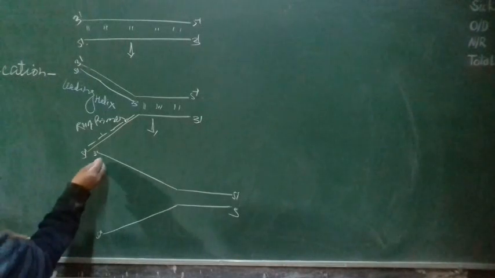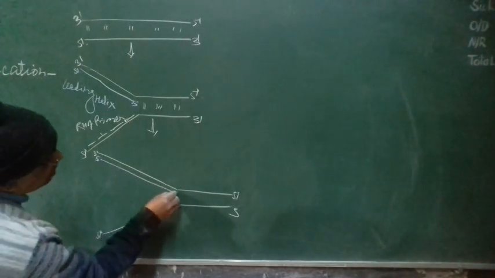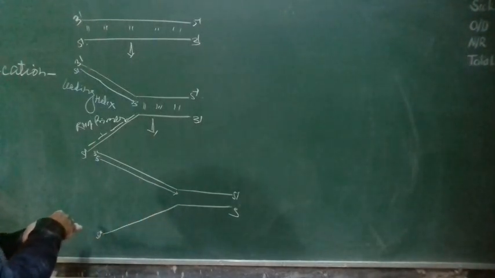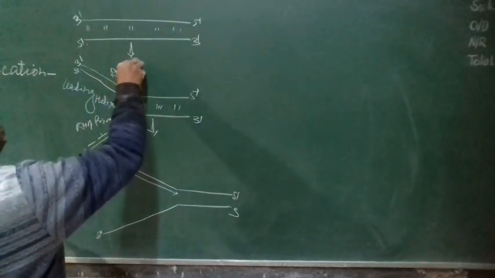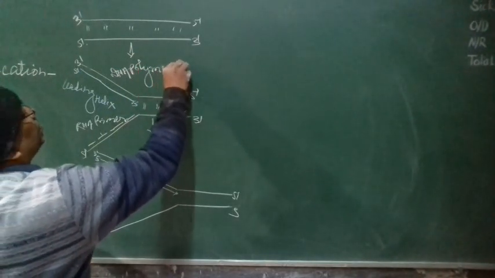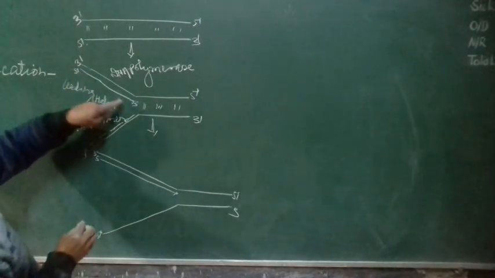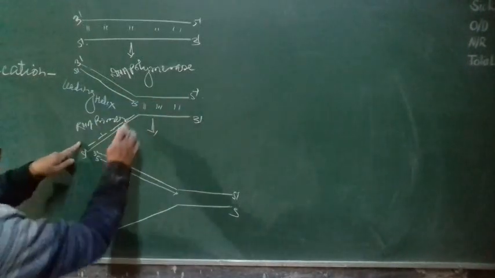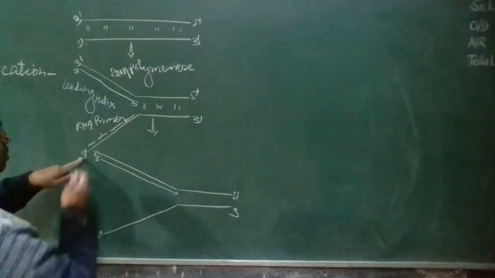Now here in 5 to 3 direction this continuous helix will develop in the presence of which enzyme? In the presence of DNA dependent DNA polymerase enzyme, this continuous helix develops in 5 to 3 direction on the template strand of 3 to 5 polarity. And here RNA primer gets arranged on this 5 to 3 polarity strand in 5 to 3 direction.